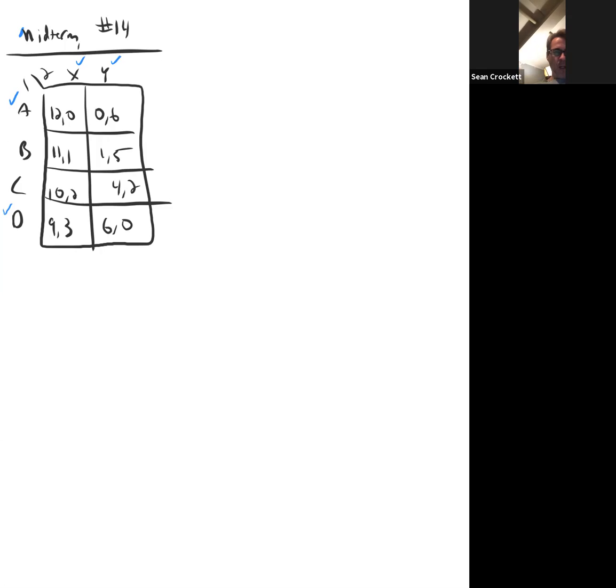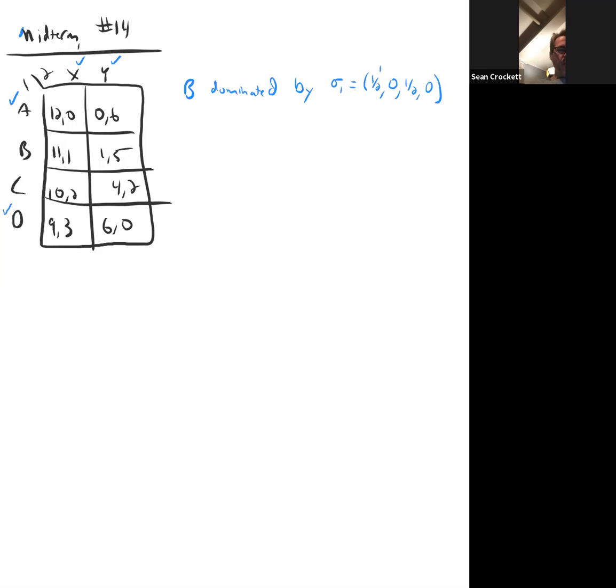Take your pick as to which one we're going to try to dominate. I see right off the bat that I can dominate B with a combination of A and C. So B is dominated by sigma 1 equal to (1/2, 0, 1/2, 0).